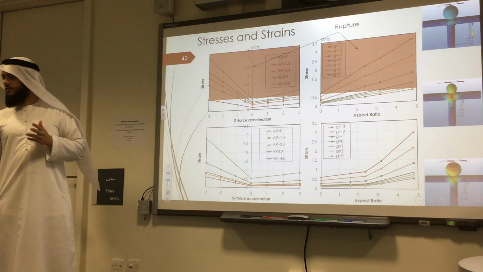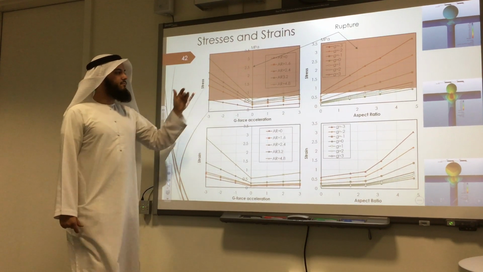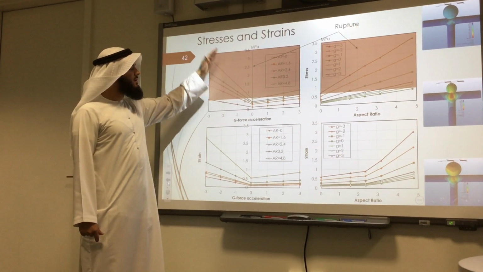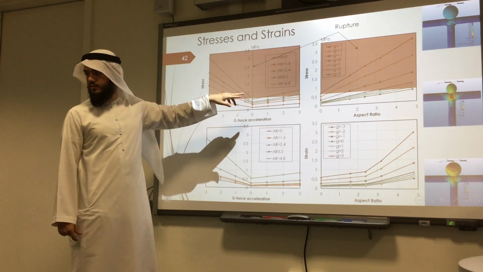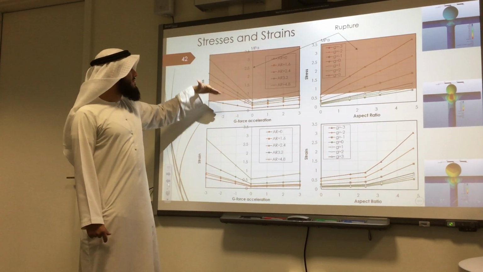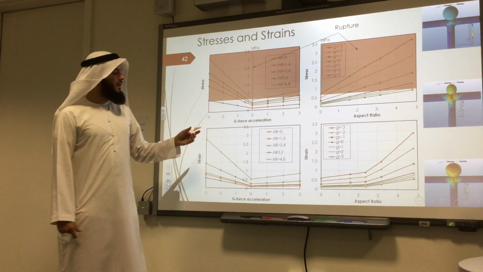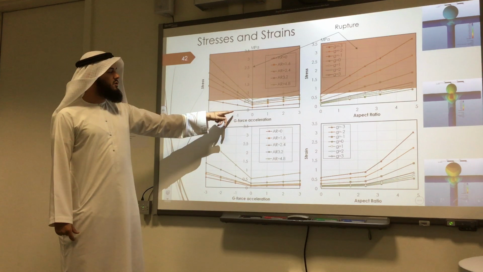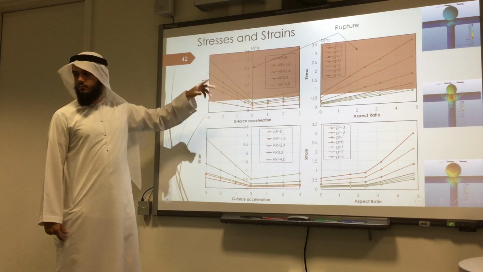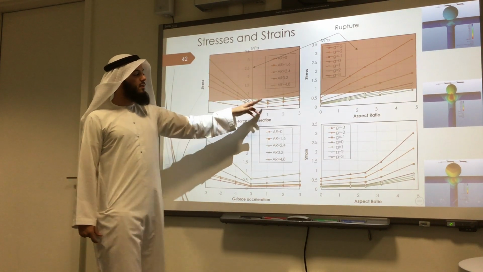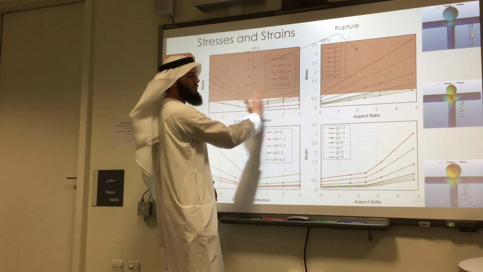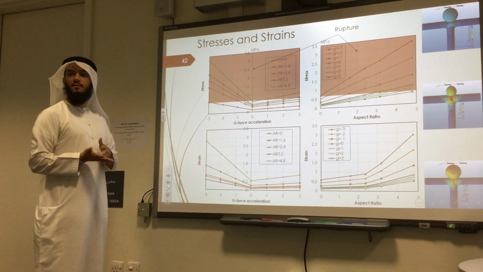Using our yield stress, which is around 0.75, we notice that most of the aneurysms here are rupturing. You can see any aneurysm getting minus 1G will rupture. All of them, those are rupturing. But with the positive G's, most of them are not rupturing. So this means negative G's are more severe.